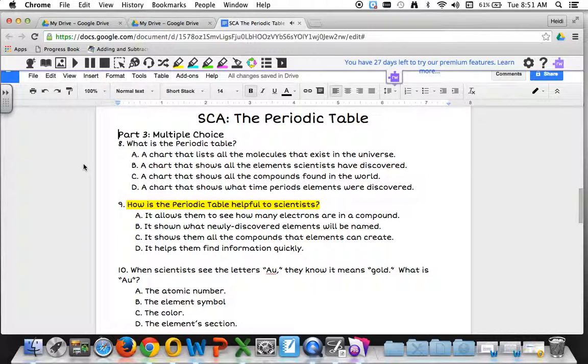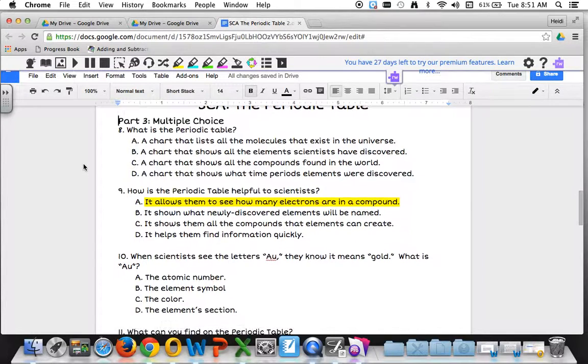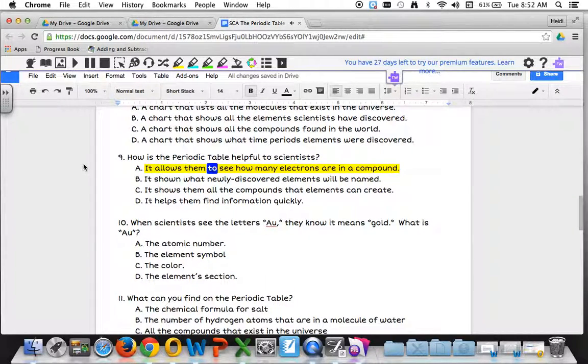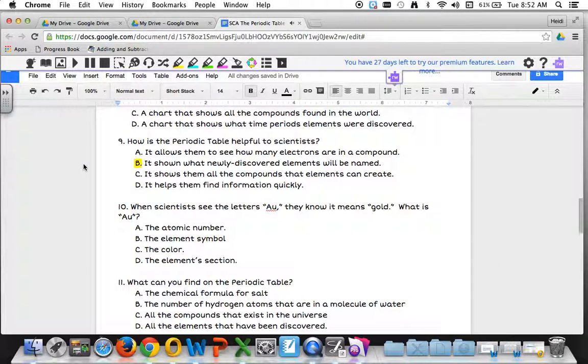9. How is the periodic table helpful to scientists? A. It allows them to see how many electrons are in a compound. B. It shows what newly discovered elements will be named. C. It shows them all the compounds that elements can create. D. It helps them find information quickly.